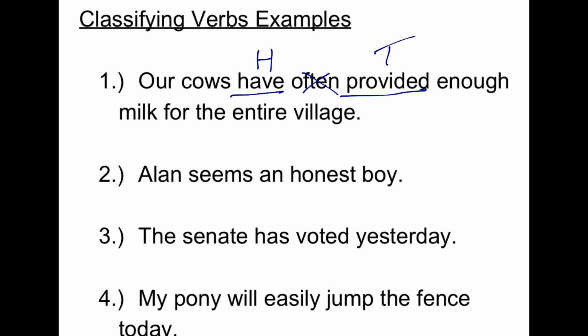Alan seems an honest boy. Seems is my simple predicate. It is a linking verb, connecting Alan and boy. The Senate has voted yesterday. Has voted is my simple predicate, has being a helping verb, and voted being an intransitive action verb. Yesterday is not an object, it is an adverb telling us when the Senate has voted.